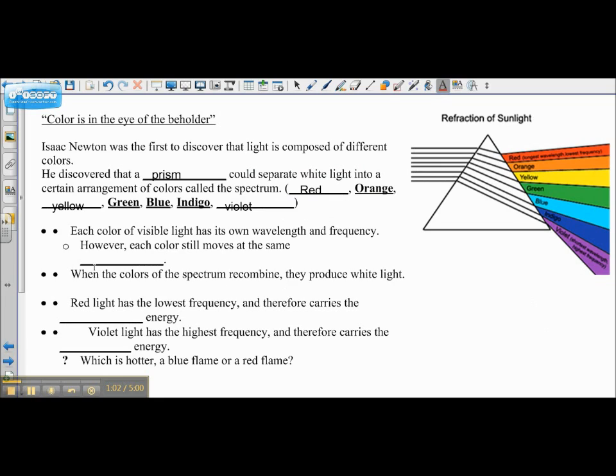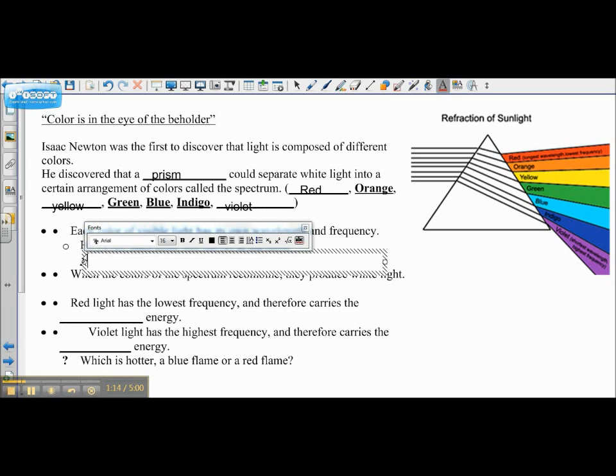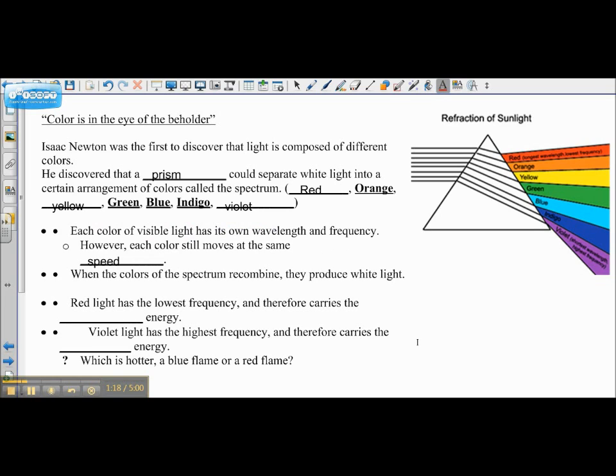And each color has its own wavelength and frequency. So that's in the one about the spectrum. It talks about the different wavelengths and frequencies of the colors. However, each color is still going the same speed, just like with sound. It doesn't matter what the wavelength and frequency is. All it matters is what kind of wave it is and what medium it's in. That determines its speed. So since all of these are still going through air or going through our material of the prism, they will have the same speed here, they'll have the same speed here.